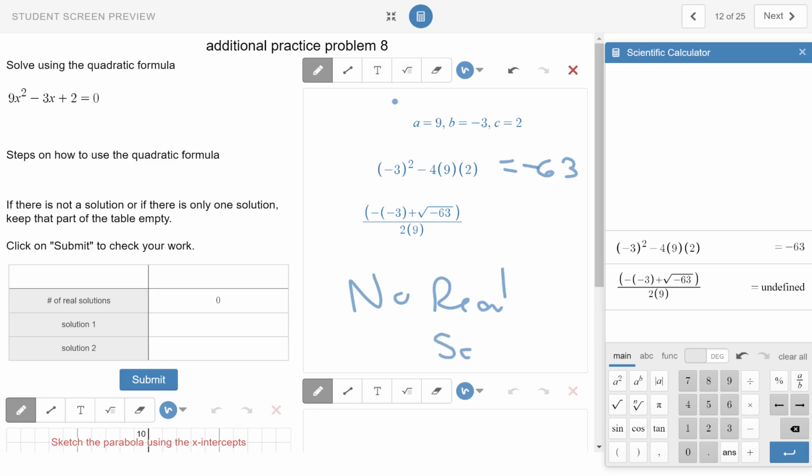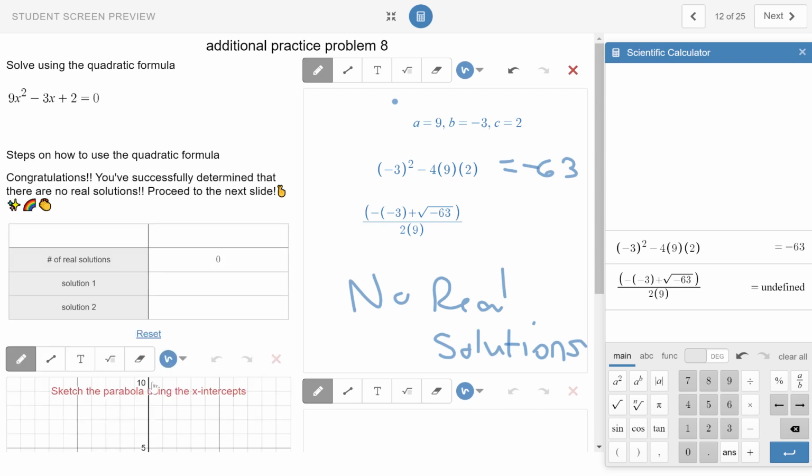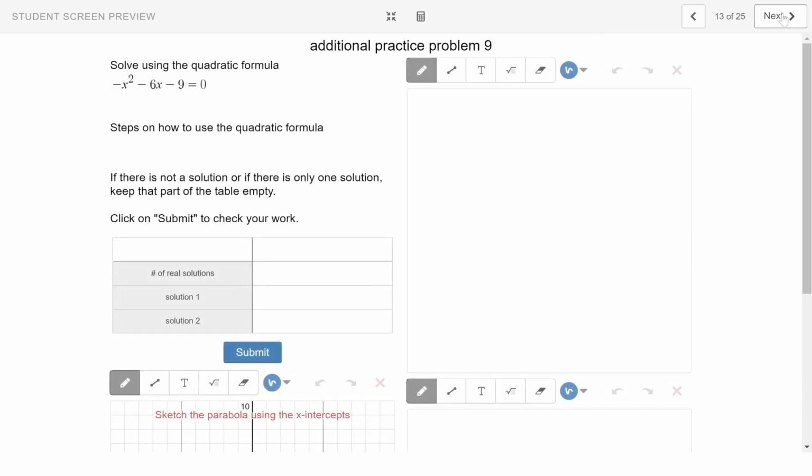Please do not put undefined. It is not undefined. That is just your calculator saying, I can't calculate that. I cannot do imaginary numbers. So it's no real solution. All right. And then lastly, we have our A value is -1, our B value is -6, our C value is -9.